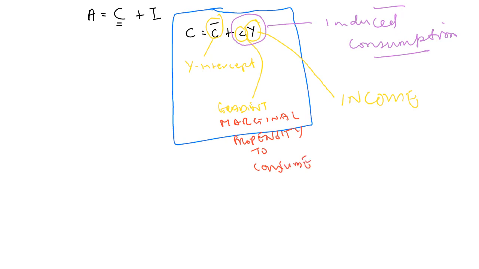Whereas your normal C, or rather your C with a bar, is what we call autonomous consumption.